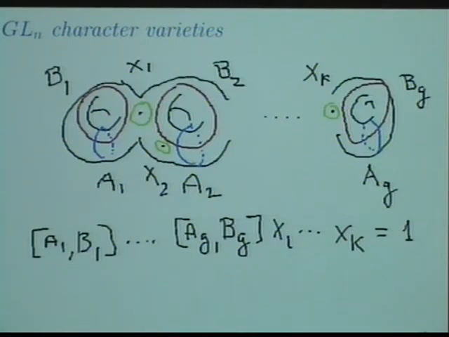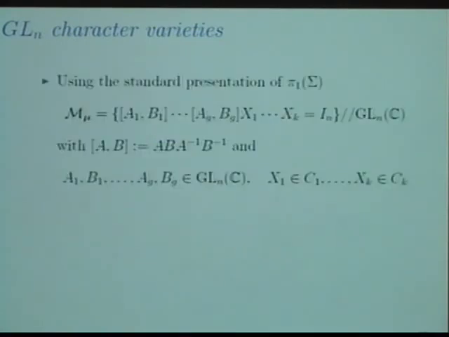Now, genus g: we have the red cycles and the blue cycles, and the green cycles are the x's among the punctures, and the standard presentation of this group is this big relation at the bottom. So we can be fairly concrete as to what the variety is then. We have A1 through Ag, B1 through Bg, matrices in GL_n, X1 through Xk, elements in the given conjugacy classes, and they're supposed to satisfy that huge matrix equation.